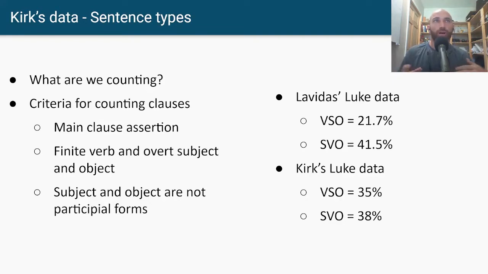So for Kirk, like we've said, she's not including any pronouns. She's also only including main clause assertions. So she's not including subordinate clauses, and she's not including questions or anything like that. So it's a main clause, not subordinate clause. Assertion, meaning not question or any other kind of sentential mood. She's only including finite verbs, so no infinitive clauses, and overt subjects and objects, no pronouns. And the subject and object are not participial forms.